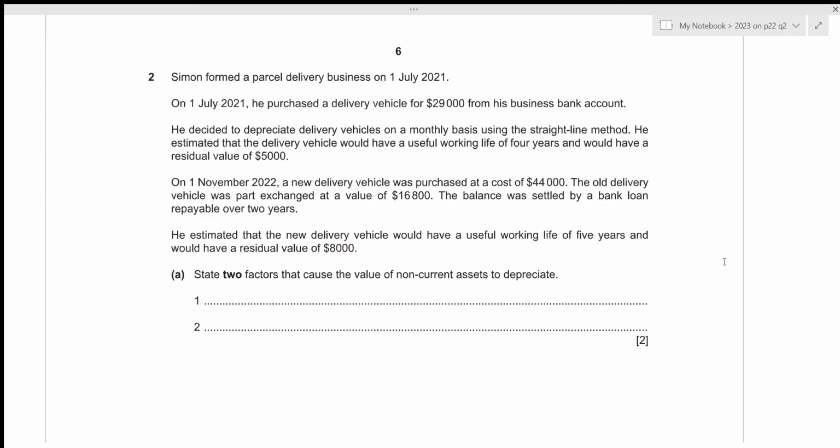Since question number 2 is of 15 marks, ideally you should be spending about 17.5 minutes in order to complete this question, and in this video as well we'll be attempting to solve this question under 17.5 minutes. So without any further delay, let's get started.